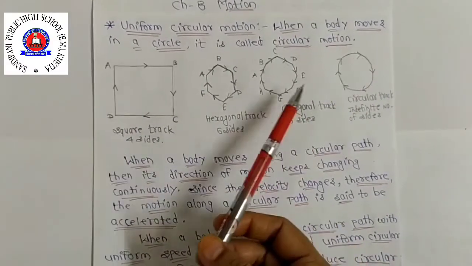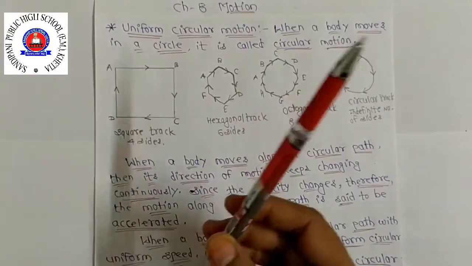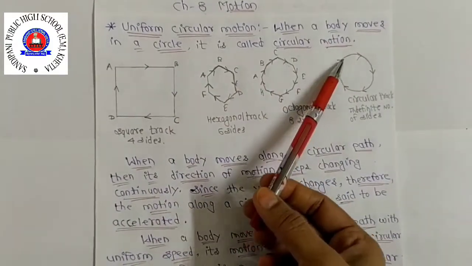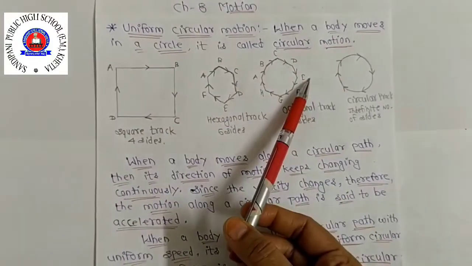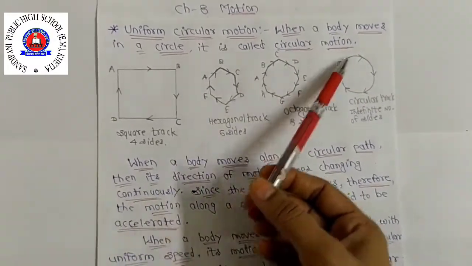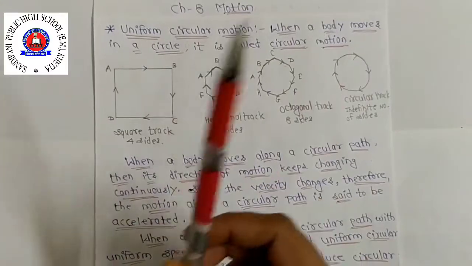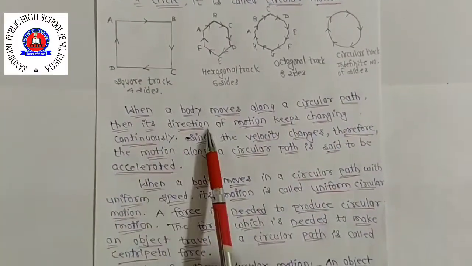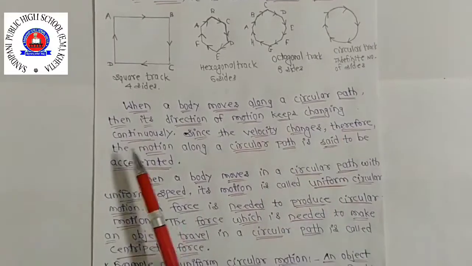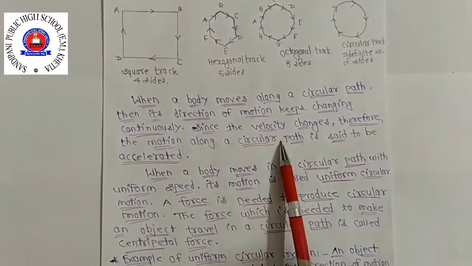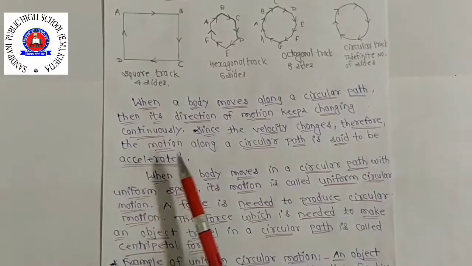So in a general way we can say that when a body or object moves along a circular path, its direction of motion keeps changing continuously. Since the velocity changes, therefore the motion along a circular path is said to be accelerated.